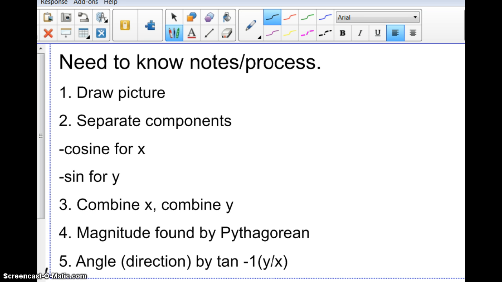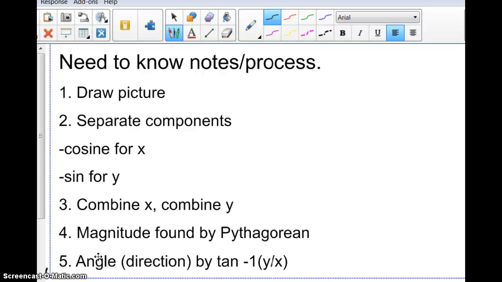First, we want to draw a picture. Second, we want to separate our components. So we want to determine the values of x and y, which are relative for our vectors. To do this, we are going to take the cosine of x and the sine of y. I know this may be confusing, but it will make more sense as we progress.